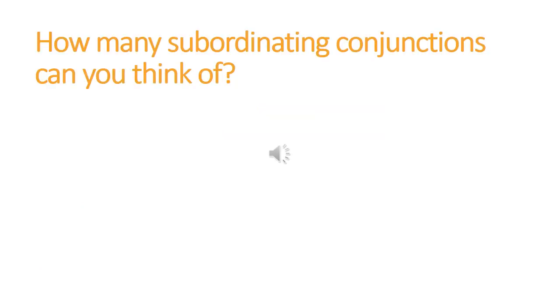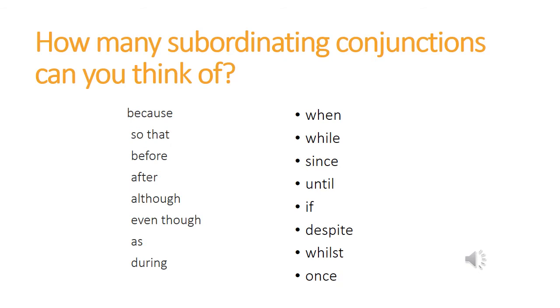In order to write a variety of complex sentences effectively, we need to know a range of subordinating conjunctions. Pause the video and see how many you can think of, and then move on to the next slide. There are many subordinating conjunctions that you could have come up with. Here are some of them. How many did you find?